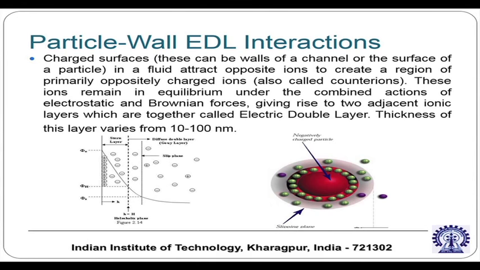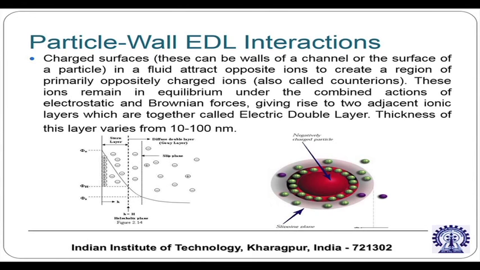Particle-wall electrical double layer interaction. We have already discussed what an electrical double layer is. You can have a charged interfacial layer in the vicinity of the wall as well as in the vicinity of the particle, and let us say a particle has come in close proximity to a wall. The particle has its own electrical double layer, and the wall has its own electrical double layer.